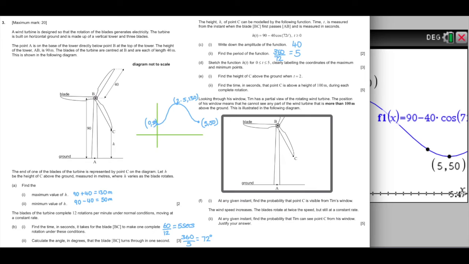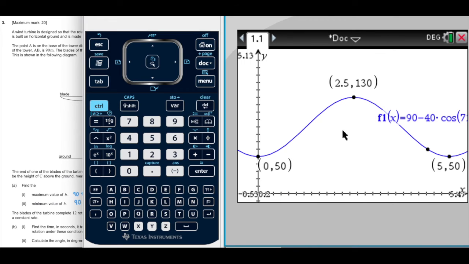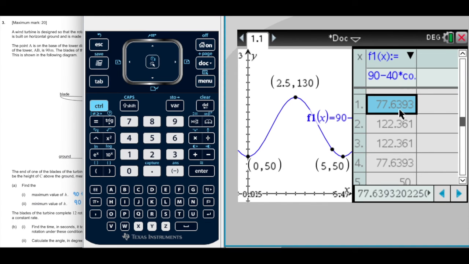And then part E is to find the height of C above the ground when T is 2. So if we go back to our GDC, it's when T is 2. Now the easiest way of doing this is Control T. It brings up our table of values, and when T is 2, the height is 122.361. So it gives it straight away there. So that's probably the easiest way to do that one.